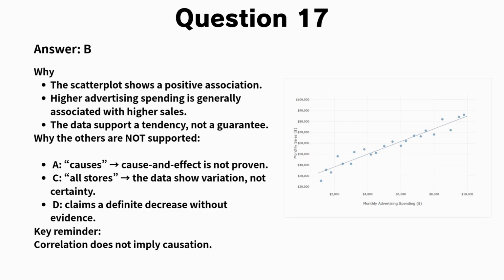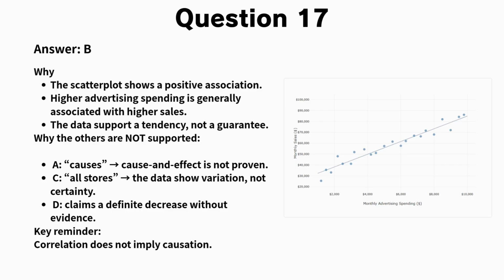However, let's examine why the other choices are not supported by the data. Choice A says, increasing advertising spending causes sales to increase. This claims causation, but correlation does not imply causation. The scatter plot only shows association, not cause and effect. Choice C says, all stores with high advertising spending have high sales. The word "all" makes this too absolute. While there's a general trend, the data shows variation, not certainty. Some high-spending stores might not have the highest sales.